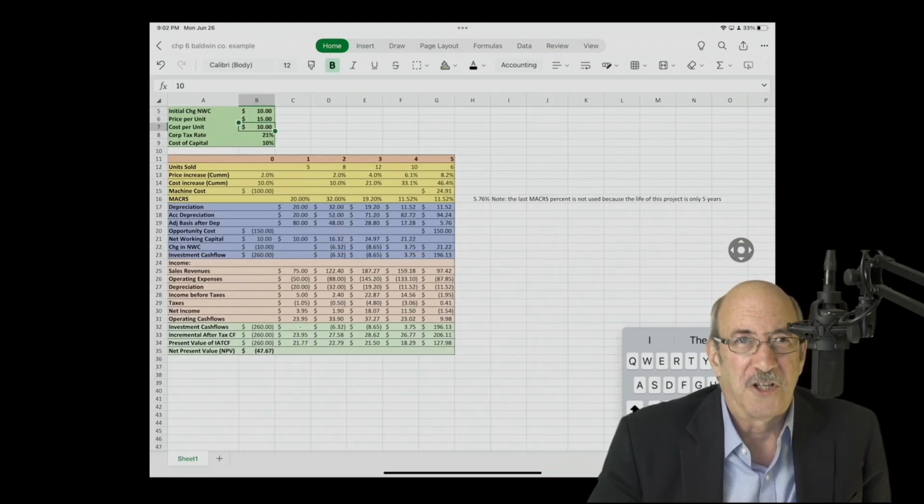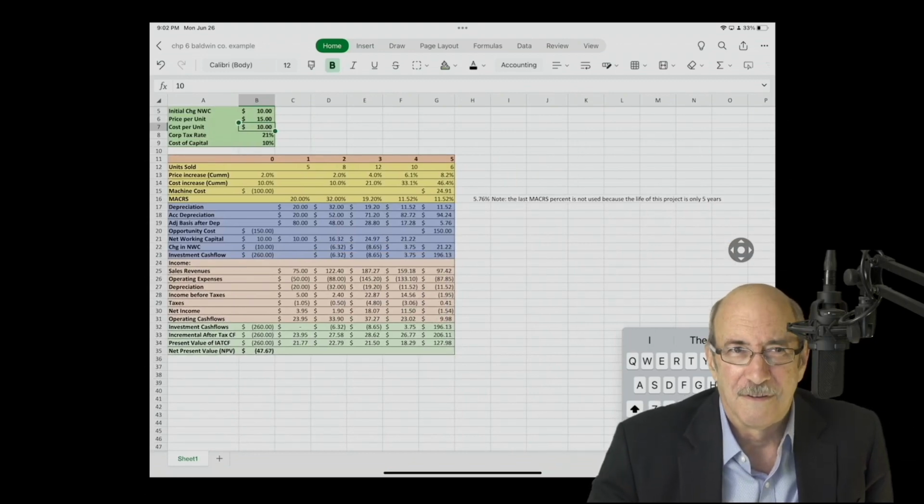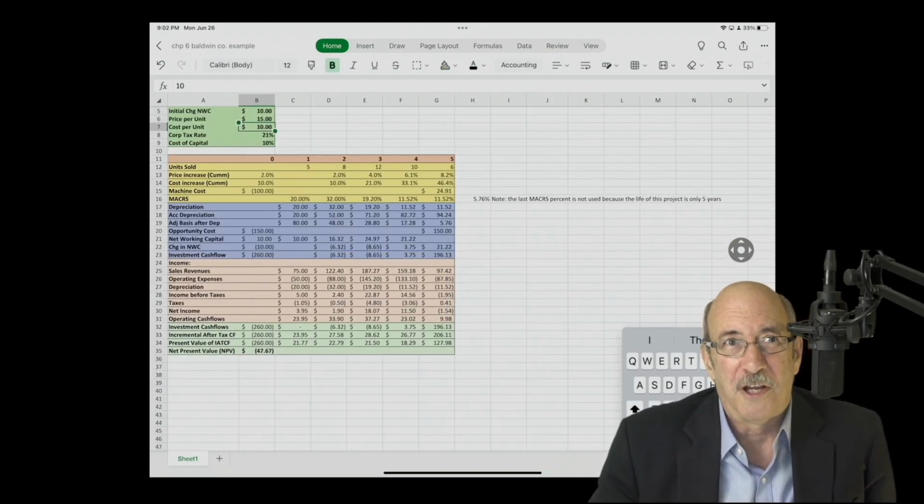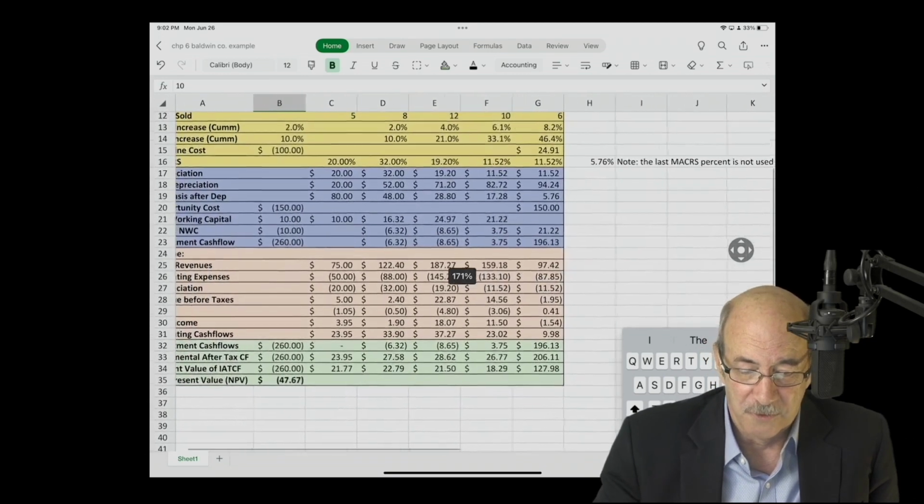$20 seems kind of cheap for a bowling ball, though, doesn't it? I haven't bought any bowling balls lately. I usually rent, but boy, can't imagine they're $20 these days.